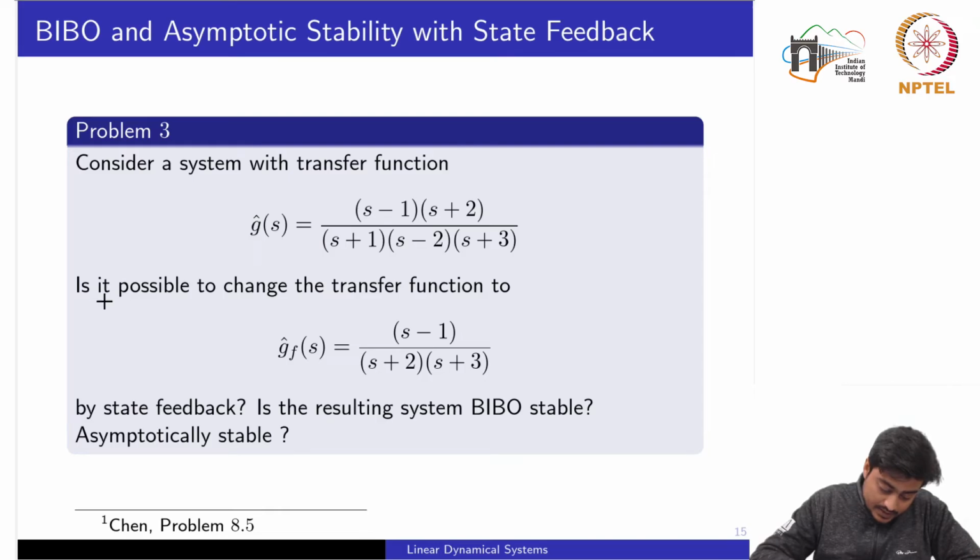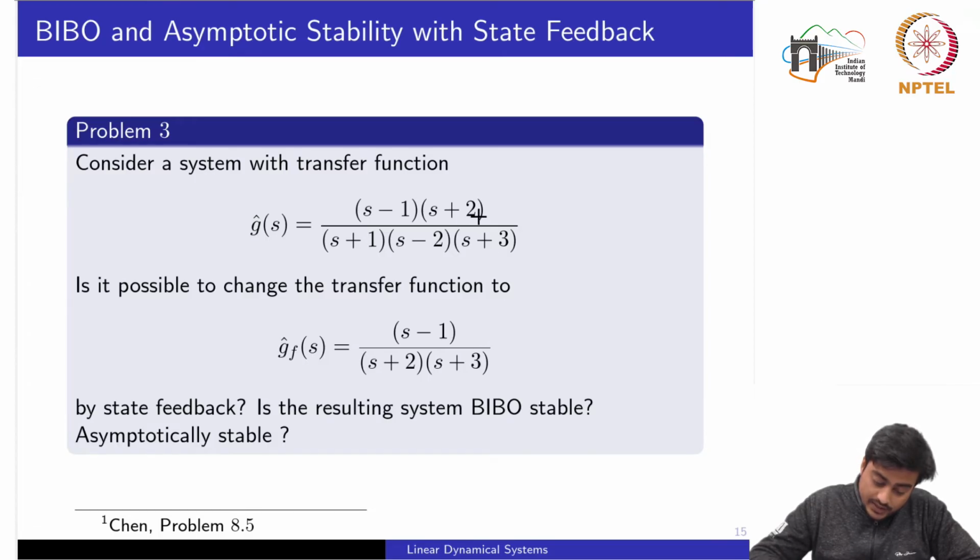Now the question asks: is it possible to change the transfer function to this one by state feedback? If you recall, in the lecture slides we said that the controllability property is invariant under state feedback, and also the numerator polynomial is unaffected by the state feedback.